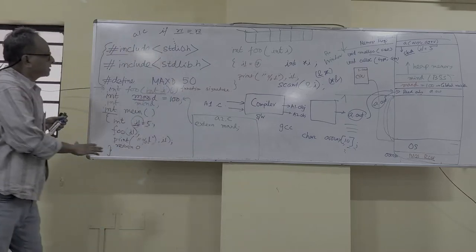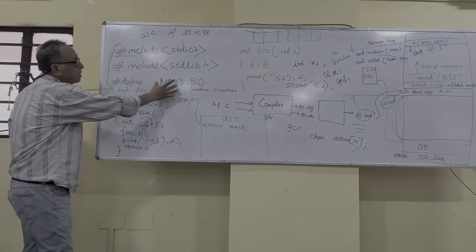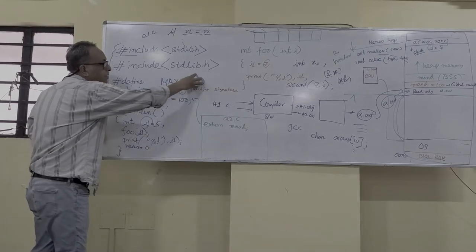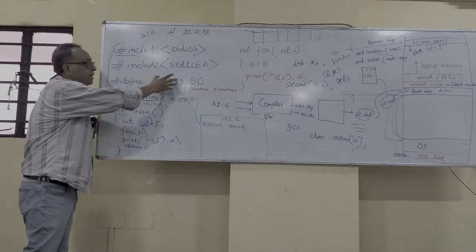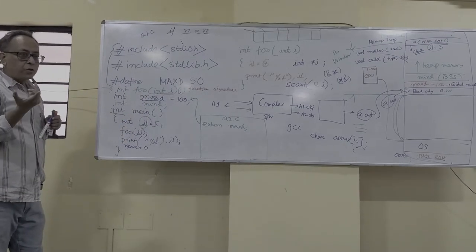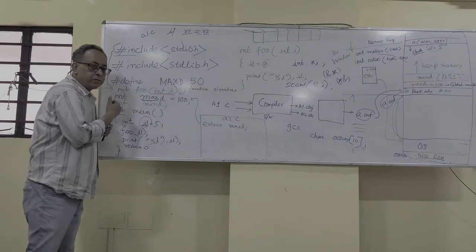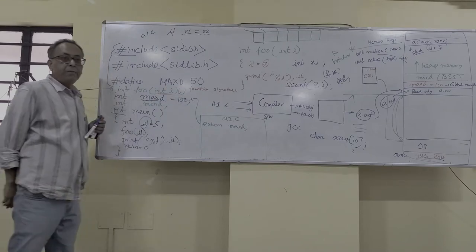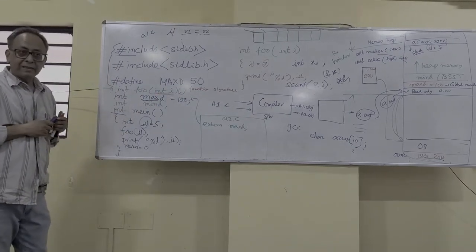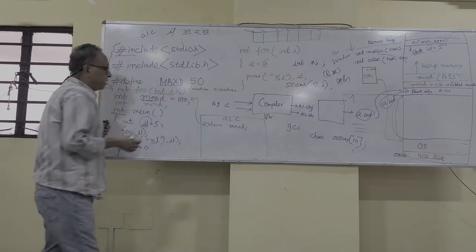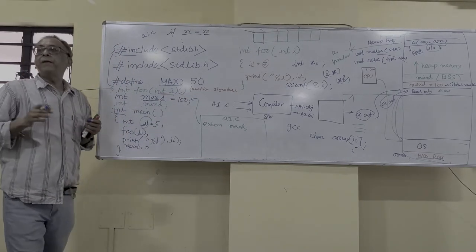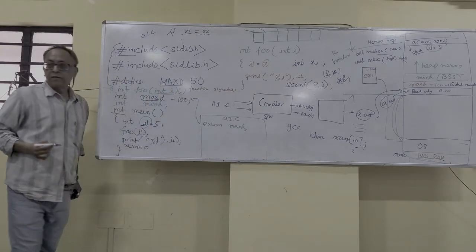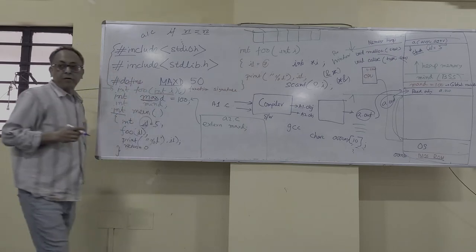I think we have to finish this. Any doubt? When should I use MAX_D? Anywhere it appears, MAX_D will be replaced by 50. I can use const also, and I can use this also. This should always be written in capital letters, as a convention. Never use a capital letter for your variable name, because capital letters mean it is defined by the define clause, which is a constant.